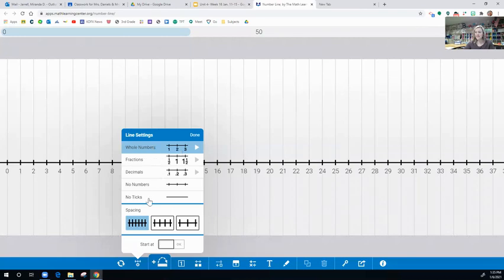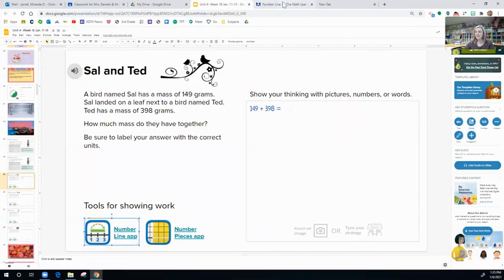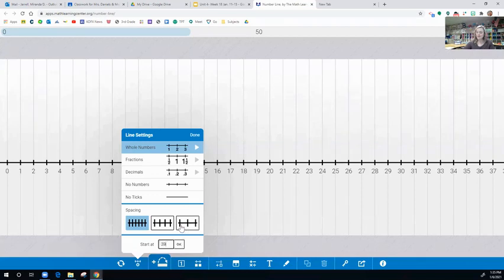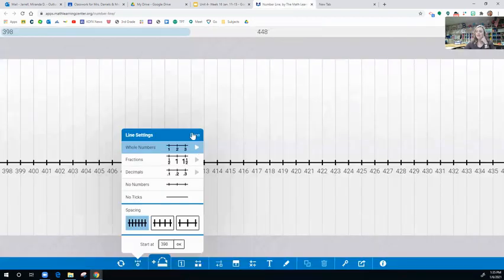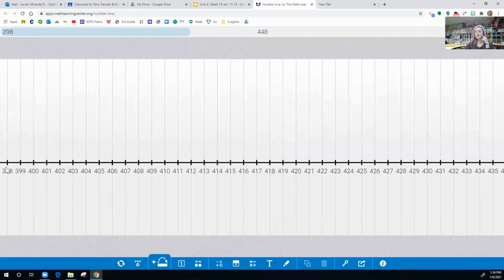And I can actually put my number line at, let's click back over, 398. So 398, okay. And then I can use this number line to help me going back. I'm going to add 149. So looking at this, 100 more would be 498. So I can go all the way over here.